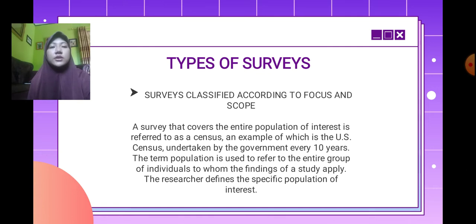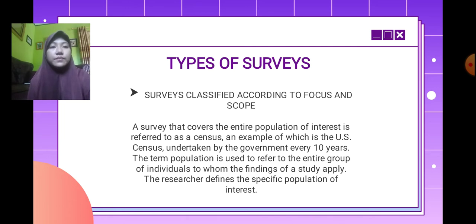Next, types of surveys. Surveys classified according to focus and scope. A survey that covers the entire population of interest is referred to as a census, an example of which is the U.S. Census, undertaken by the government every 10 years. The term population is used to refer to the entire group of individuals to whom the findings of a study apply. The researcher defines the specific population of interest.